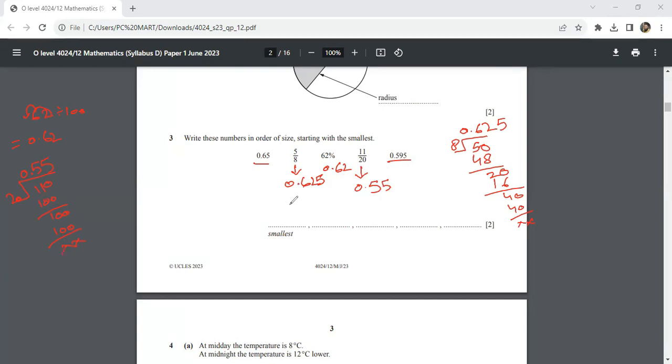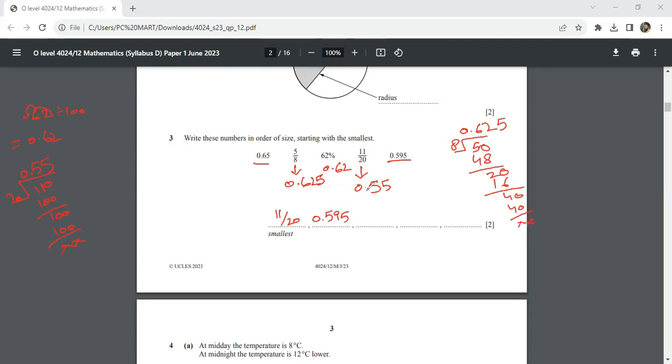Now all the numbers are converted into decimals. But you need to take care that when you are arranging the numbers in order, you must not write the derived number. For example, if you want to write 0.625, you will not write 0.625, you will write 5 upon 8. This is the key for this answer. Smallest number first, 0.55 seems to be the smallest one. 0.55 means 11 upon 20. We will not write 0.55. We will write 11 upon 20 and then 0.595 because it is originally mentioned as 0.595.